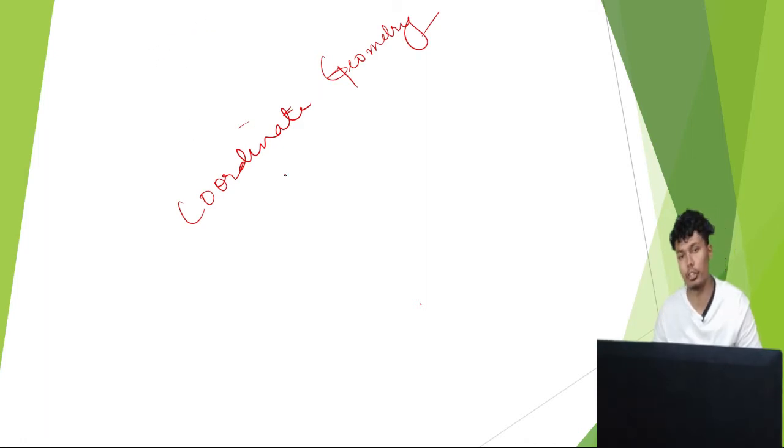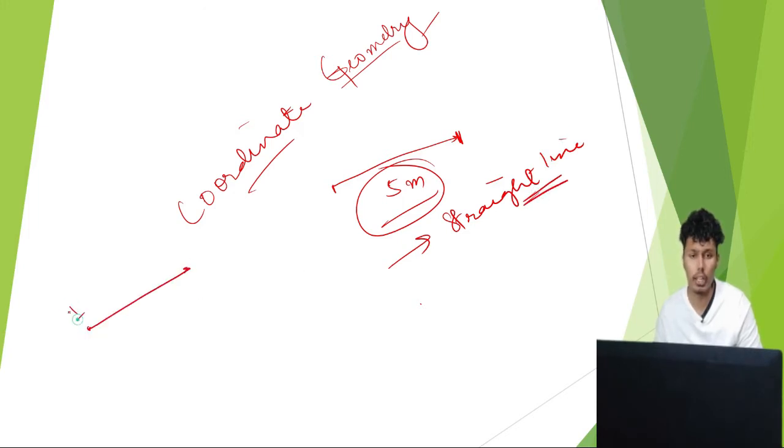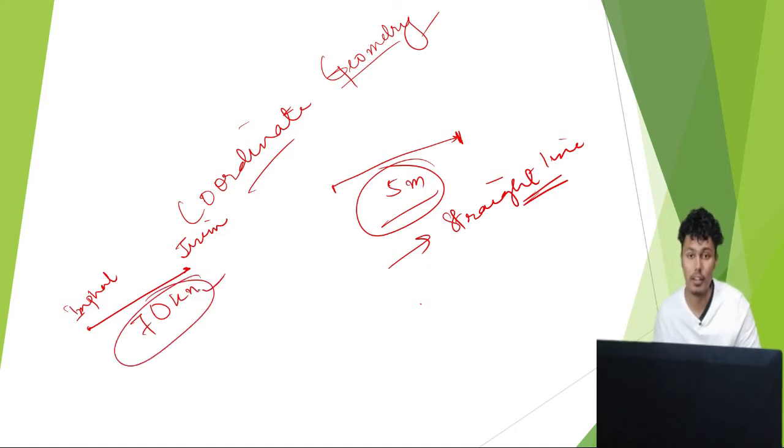Coordinate geometry. Suppose in a single line we can say from this point to this point it is 5 meters, along a straight line. You can say the distance between Imphal and Jiribam, I don't know the distance, let me just assume it is 70 kilometers. So a single distance we can say like this.